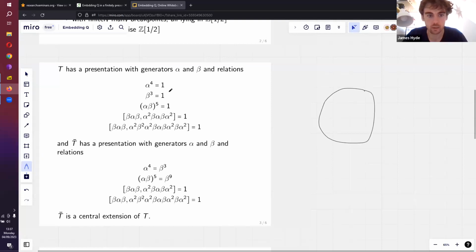So this is our circle. Alpha to the 4 looks like this. So these are all dyadic points. Let's say that's 0. This can be a quarter.